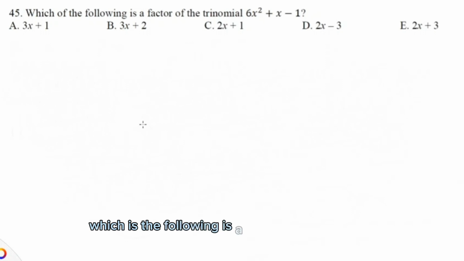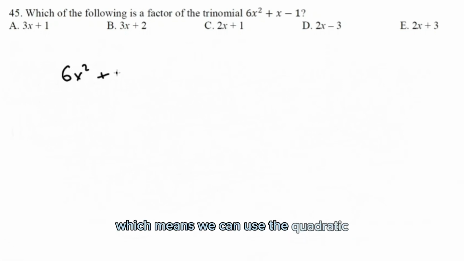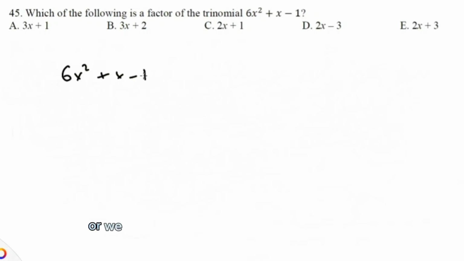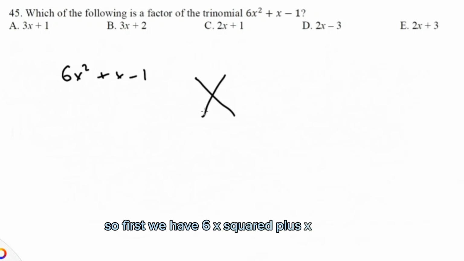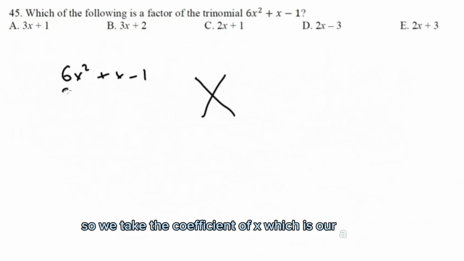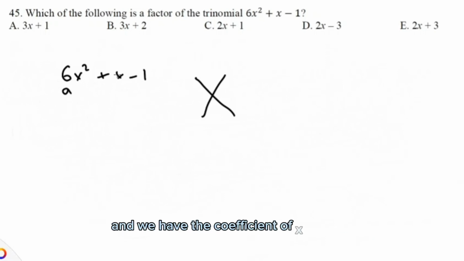Next, which of the following is a factor of the trinomial 6x squared plus x minus 1? Alright, this is a quadratic trinomial, which means we can use the quadratic equation to factor it out. Or we can use something called the magic cross. So the magic cross is just the best way of factoring out an equation like this. So first we have 6x squared plus x minus 1. So a is the coefficient of x squared, b is the coefficient of x, and c is just the last value, the negative 1 right there.